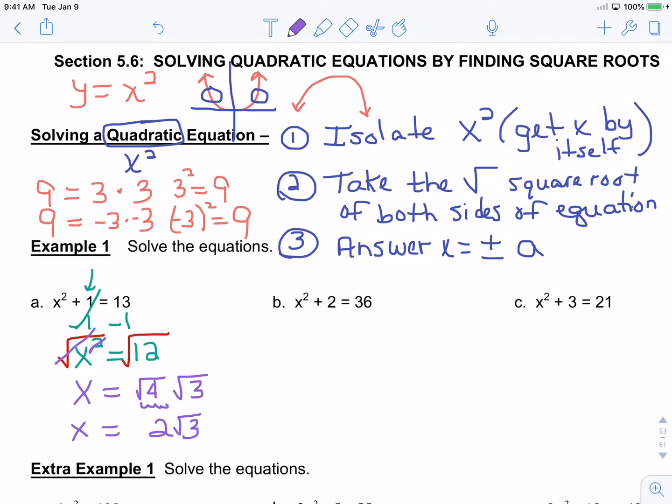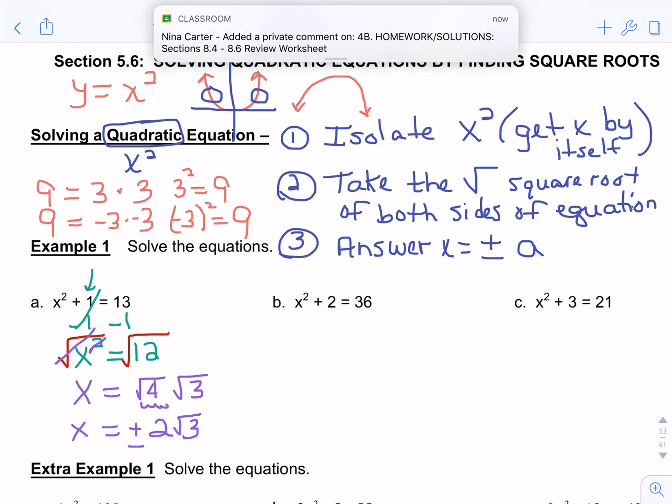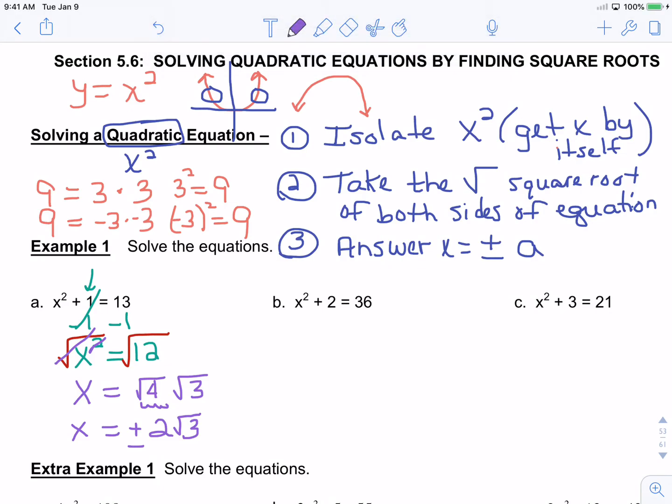So here we took the square root of both sides of the equation so that we just have an x, and then we had to simplify the square root of 12. I'm on step 3 now. It says the answer is plus or minus a number. So I need to put a plus and a minus sign in front of that number. And the reason we do that is because both the positive and the negative work.